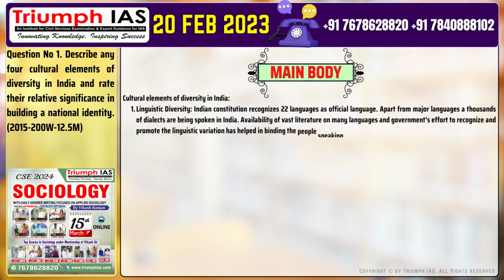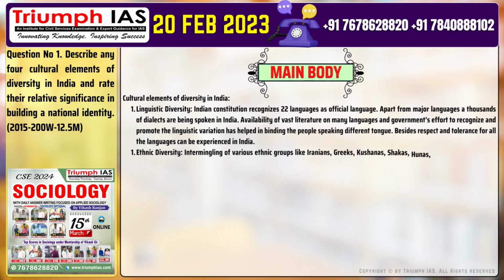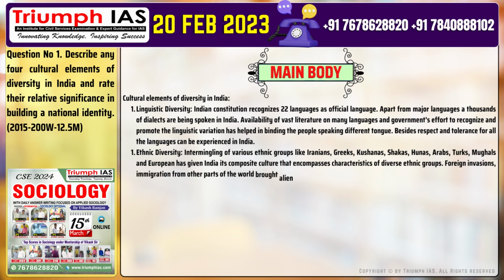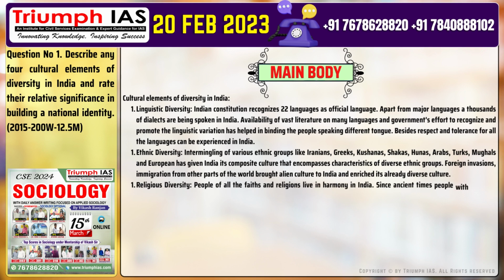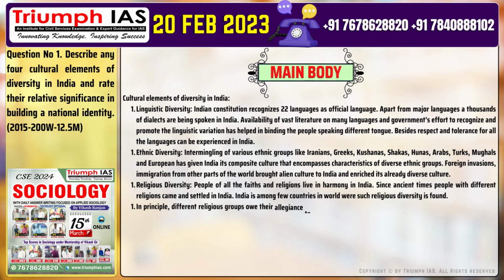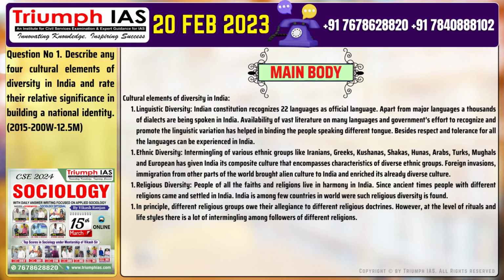Linguistic diversity. Indian Constitution recognizes 22 languages as official language. Apart from major languages, thousands of dialects are being spoken in India. Availability of vast literature on many languages and government's effort to recognize and promote the linguistic variation has helped in binding the people speaking different tongue. Besides, respect and tolerance for all the languages can be experienced in India.